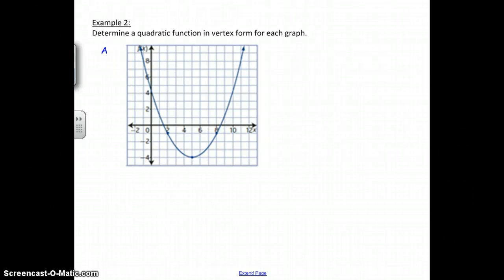Hi and welcome to Math Pre-Calculus 20, Section 3.1, Vertex Form of Quadratic, Example 2a.